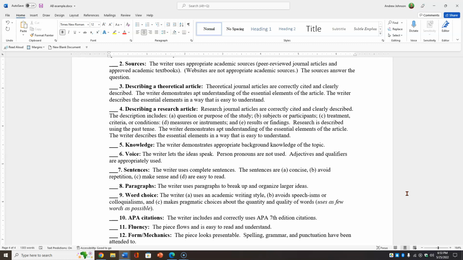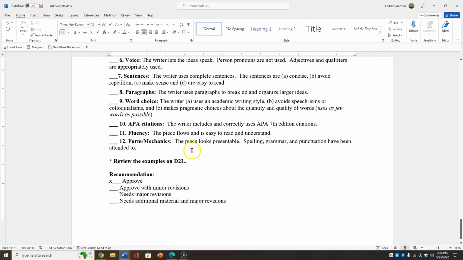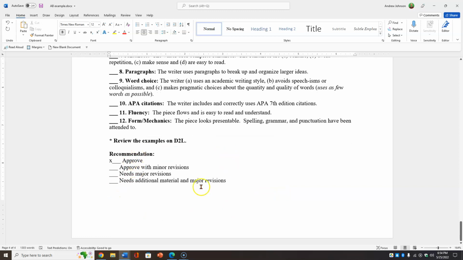Paragraph: when you start a new idea, start a new paragraph. Word choice, academic writing style, avoid speechisms or colloquialisms. Pragmatic choice about the quantity. Don't try to sound smart by using a whole bunch of words. Short sentences are wonderful. Don't think you need to write long sentences with a bunch of clauses. Don't try to sound like a college writer using college words. Describe it as simply as possible. Correct APA citation, easy to understand, presentable spelling and grammar. All right, so I will either approve, minor revisions, or major revisions, and that's what I will do.